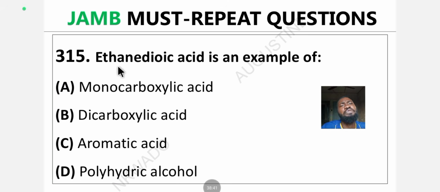Question 315. Ethanoic acid is an example of what? A. Monocarboxylic acid. B. Dicarboxylic acid. C. Aromatic acid. D. Polyhydric alkanol. What's the answer? Can I see you drop the answer in the comment section, my scholar?